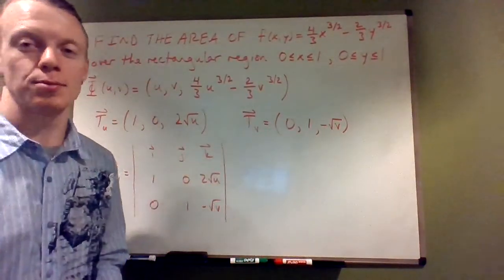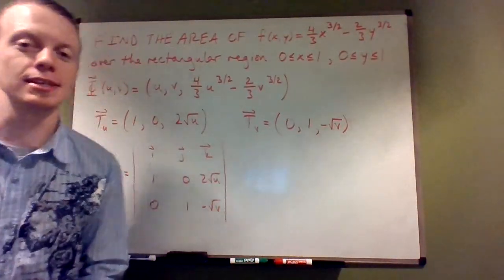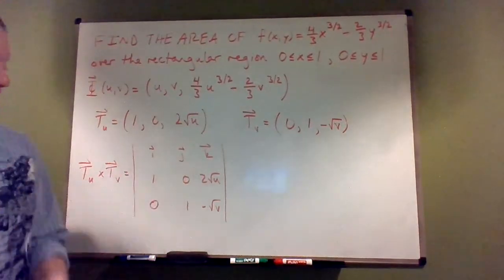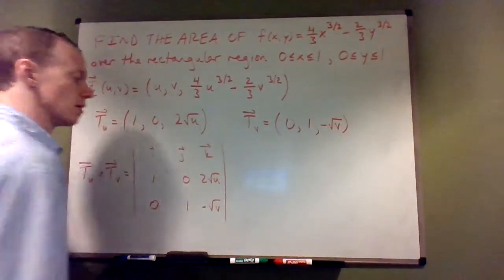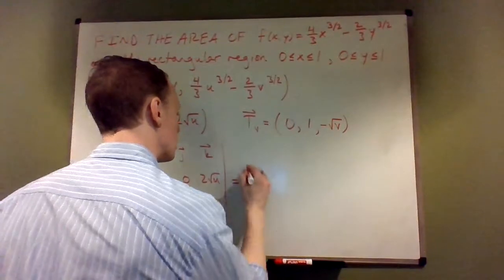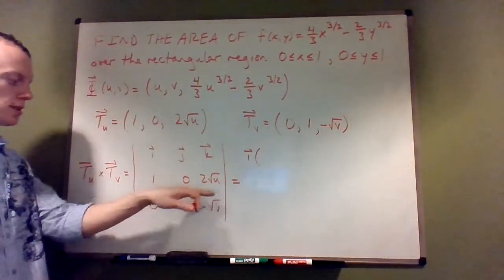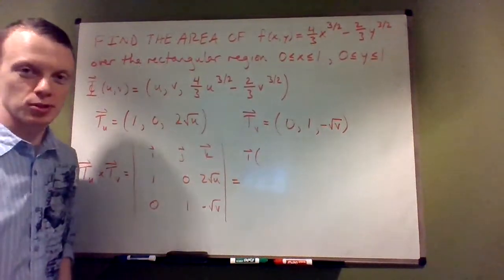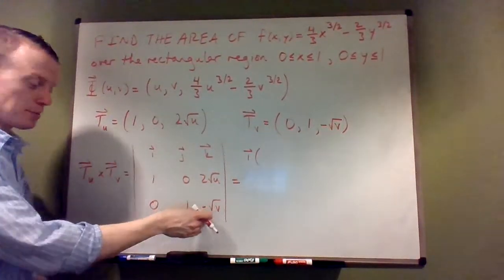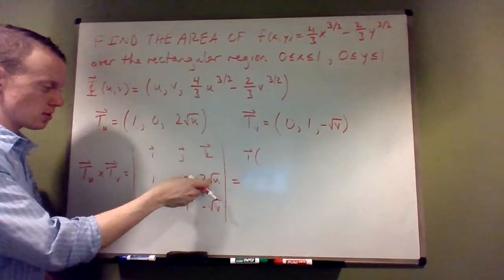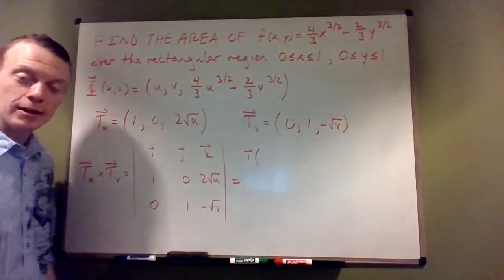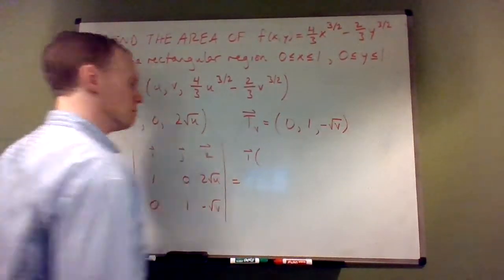Set up our 3x3 matrix, and we're going to take the determinant of this matrix to come up with our cross product. I hat times the determinant of a resulting 2x2 matrix. 0 times anything gives me 0, minus 2 times the square root of u times 1 gives me minus 2 times the square root of u.